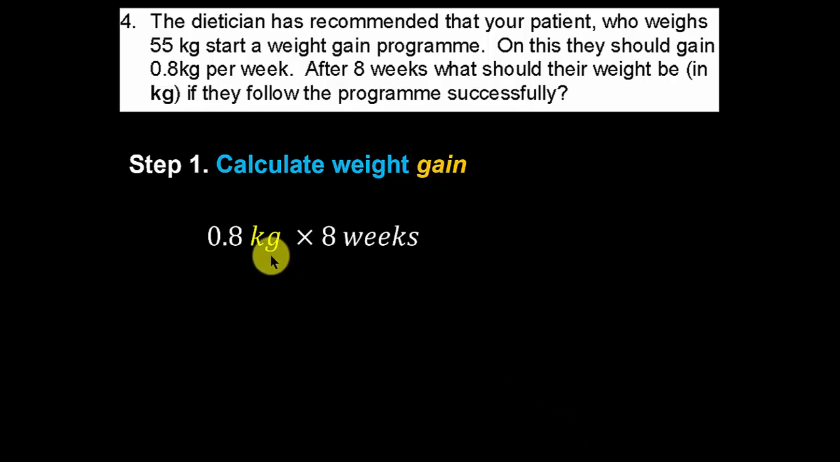Again, the kilograms are what's being retained. Here you'll see that the weeks hasn't been highlighted because that is just a multiplier. It's the kilograms that is being multiplied and will be retained. So the calculator tells us that 0.8 times 8 is 6.4. So the weight gain is 6.4 kilograms after those 8 weeks.